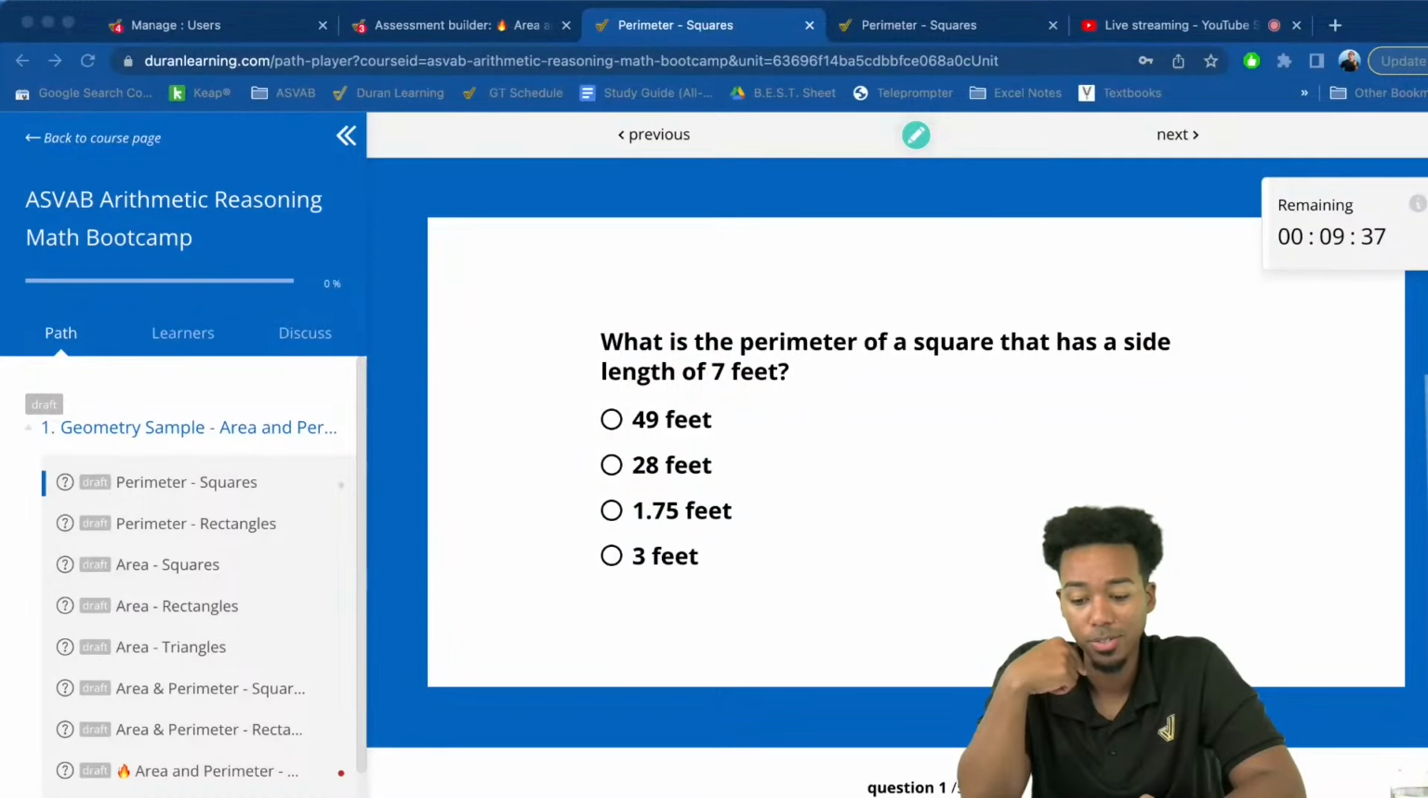What's perimeter again? 28. I think you guys are saying that it's blurry. Let me double check that for us. Is it blurry still? Still blurry, kind of. Quality of video is too low.